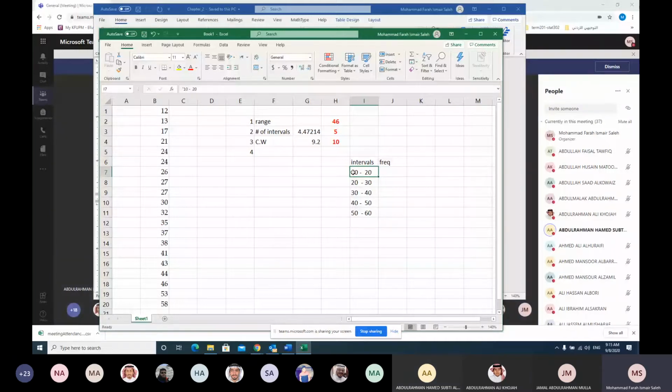Take it closed or open, pick one. Let me take it closed. If the left side is closed, the right side should be what? Open. Continue. This one will be closed, and this one will be open. The next one, closed and open.